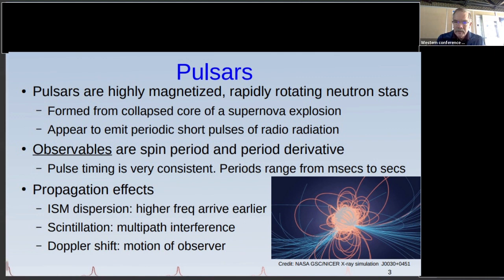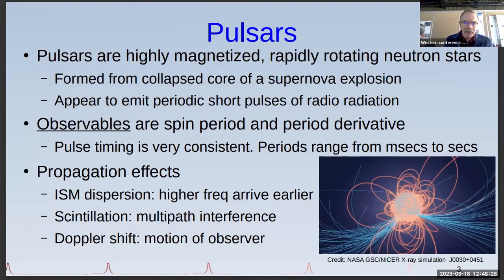Periods range from a few milliseconds for some pulsars up to the tens of seconds for others. As for propagation effects, there's a lot in between us and the pulsar, mainly the interstellar material, the ISM, and that disperses the waves, and we'll talk about that. There's also scintillation, which is the multipath interference. And then, of course, everything's in motion, so we have to worry about the Doppler shift. The Earth and the solar system are in motion, and the pulsar itself is in motion, so you have to account for those things.